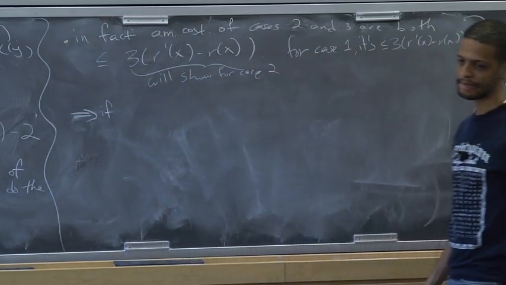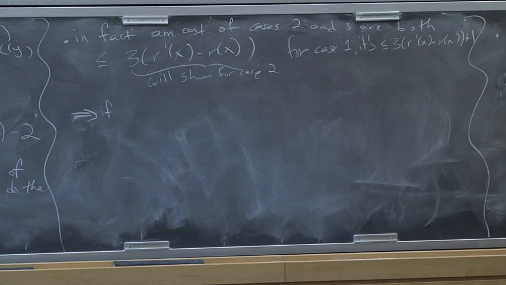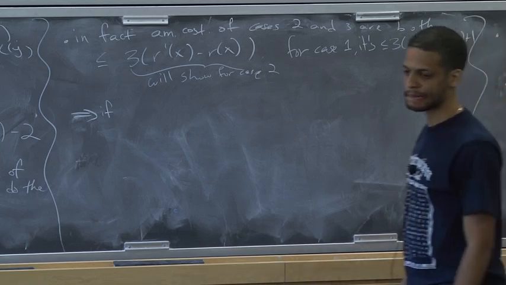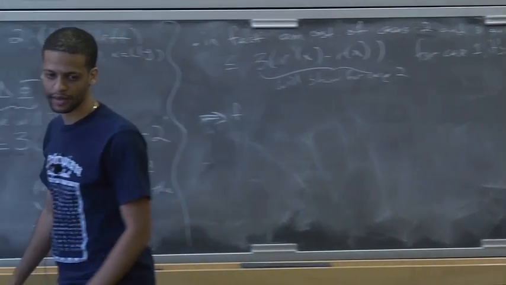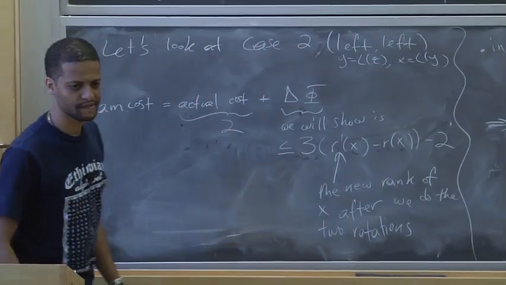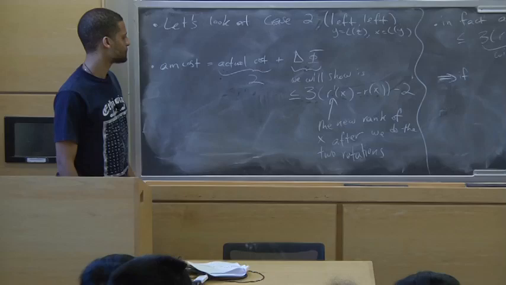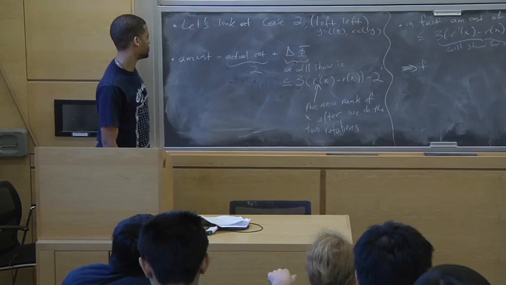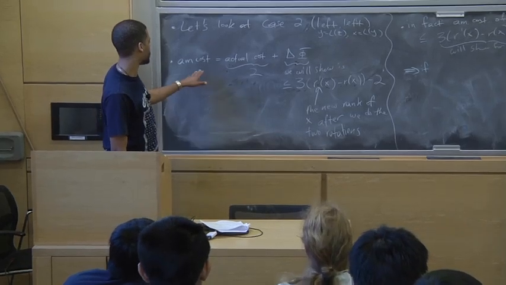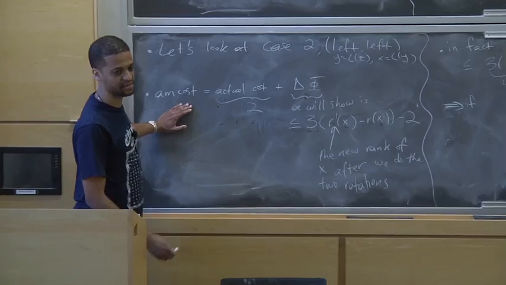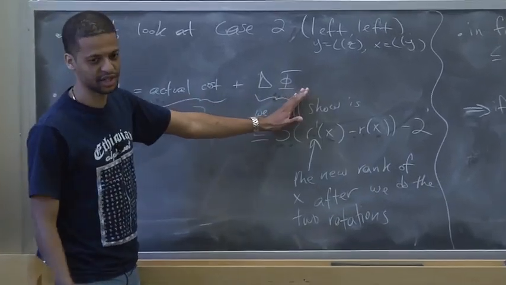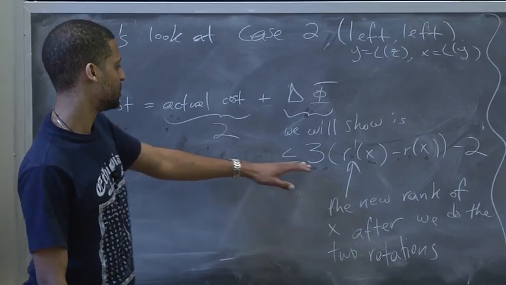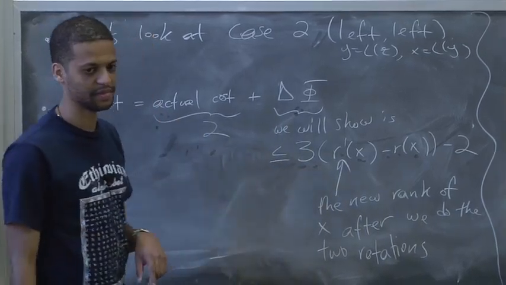Do you need to have this minus 2? Yeah. If you didn't have it, the actual cost wouldn't cancel and you wouldn't telescope it. Oh, yeah, I see what you mean. The amortized cost is defined to be the actual cost plus the change in potential. So, right.